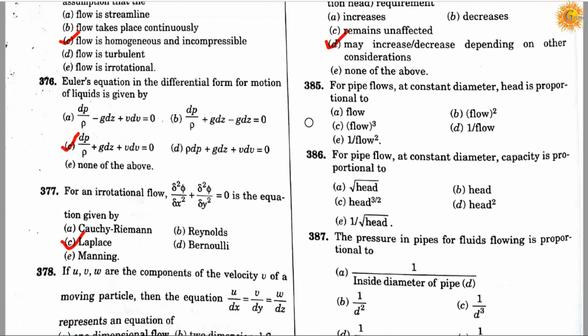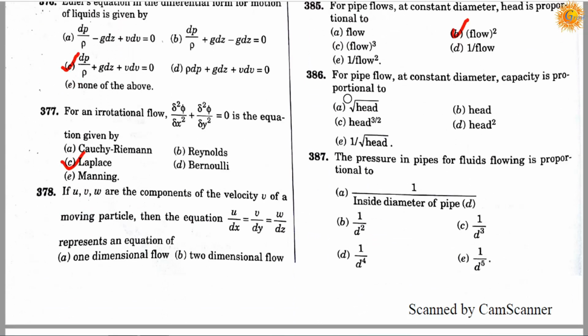Question number 385. For pipe flows at a constant diameter, head is proportional to: option A, flow; option B, flow square; option C, flow cube; option D, 1 upon flow; and option E, 1 upon flow square. The correct answer is B. It will be flow square.